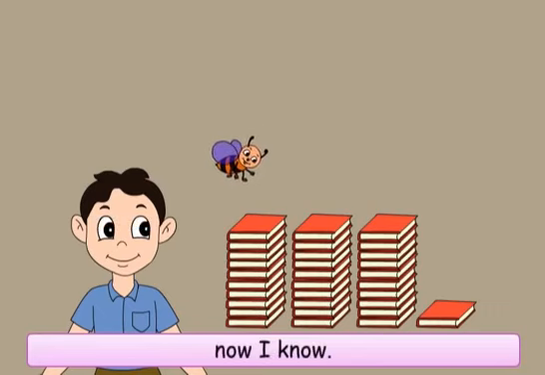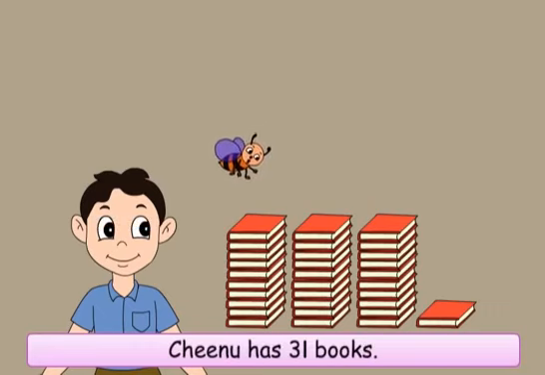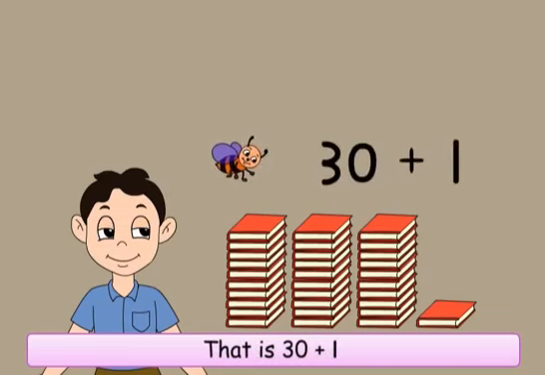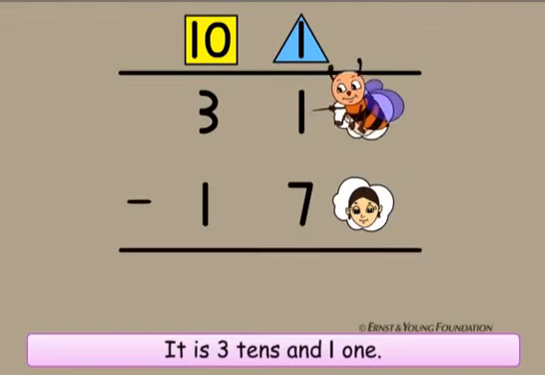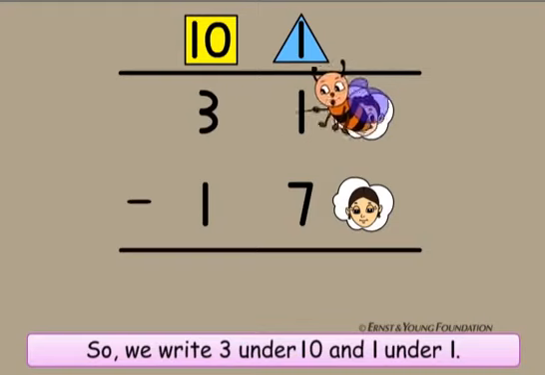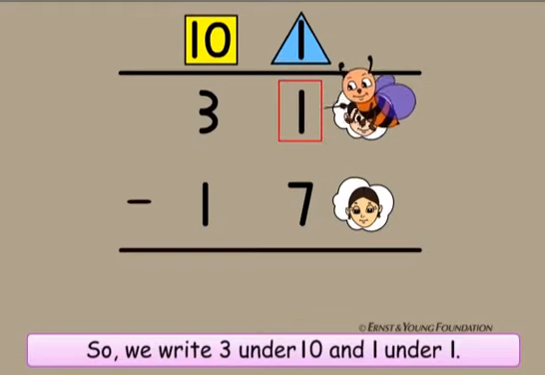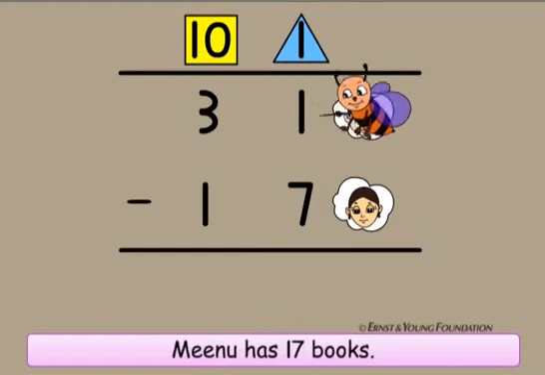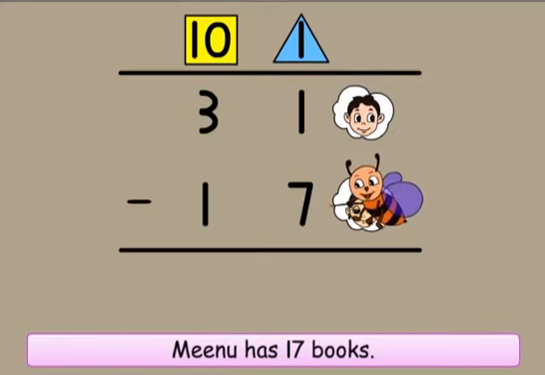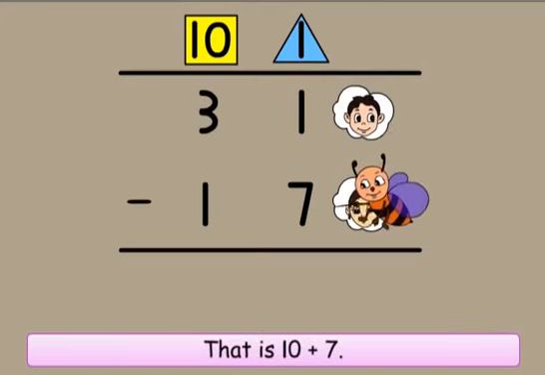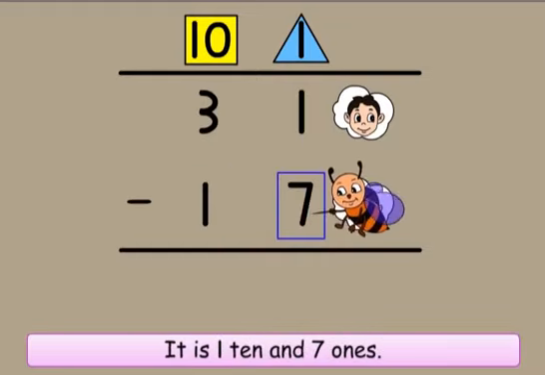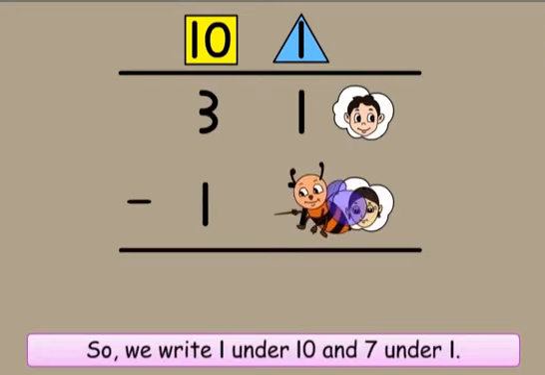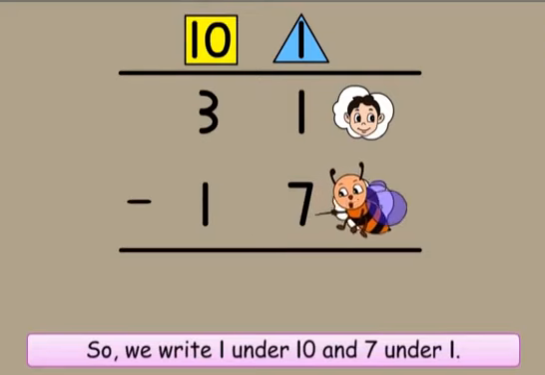Okay, now I know. Chinu has 31 books. That is 30 plus 1. It is 3 tens and 1 one. So we write 3 under 10 and 1 under 1. Meenu has 17 books. That is 10 plus 7. It is 1 ten and 7 ones. So we write 1 under 10 and 7 under 1.